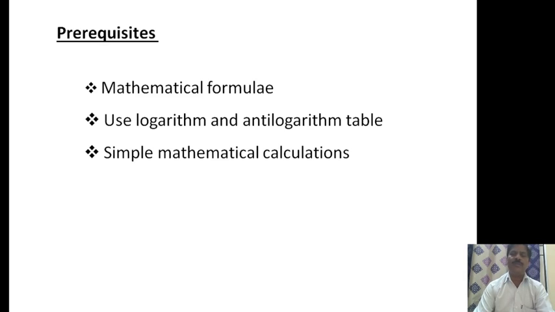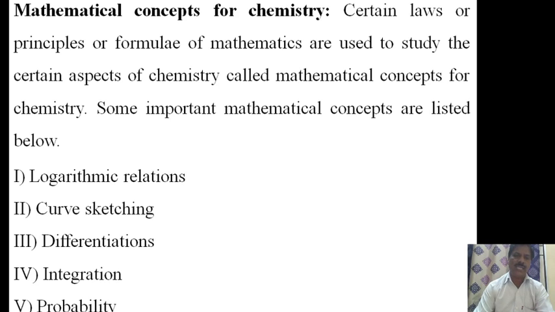Now coming to the actual concept of this chemistry. Here, mathematical concept for chemistry is the heading. This is a 4 hours chapter, actually a 4 session chapter, and in this session I have to explain only one concept. How do you define mathematical concept for chemistry? Certain laws or principles or formulas of mathematics are used to study certain aspects of chemistry, called mathematical concept for chemistry.